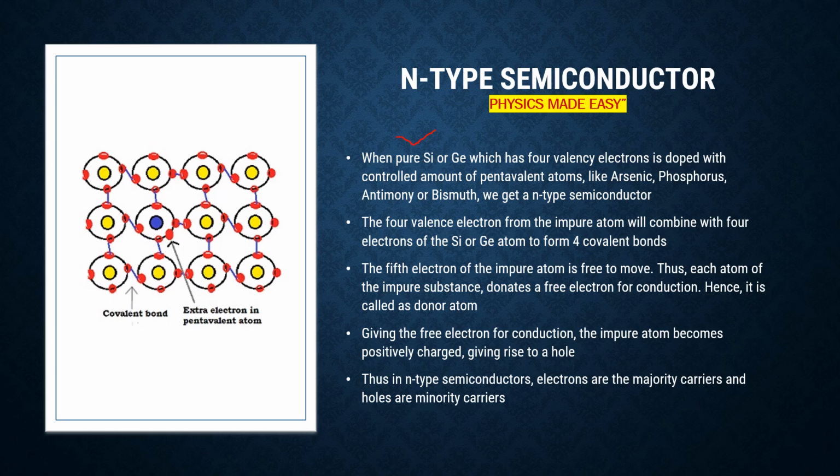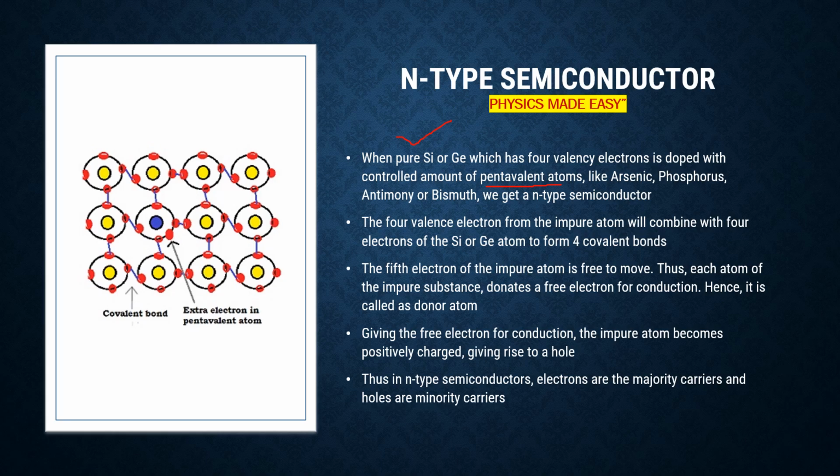When we take a pure semiconductor, like pure silicon or germanium crystal, that has four valence electrons, and dope it with a controlled amount of pentavalent atoms like arsenic or phosphorus, then we get an n-type semiconductor. So an n-type semiconductor is only formed when the pure semiconductor is doped with a pentavalent atom.